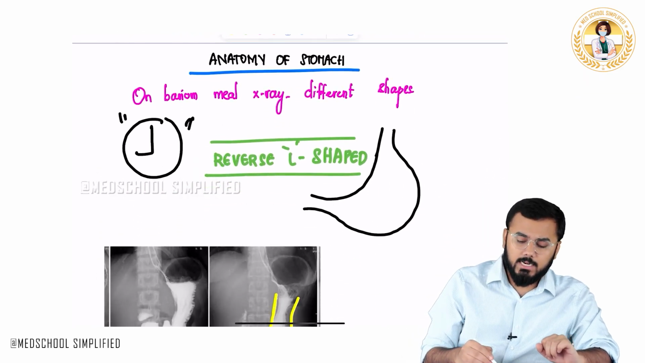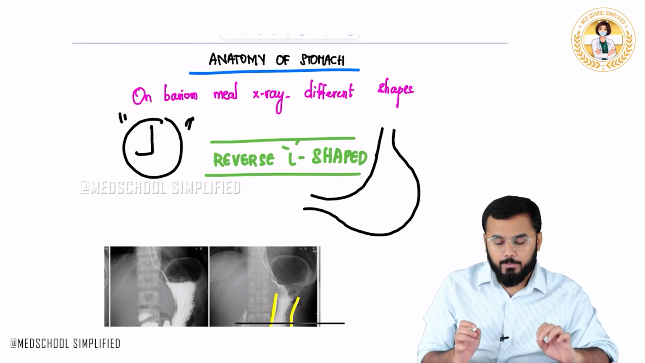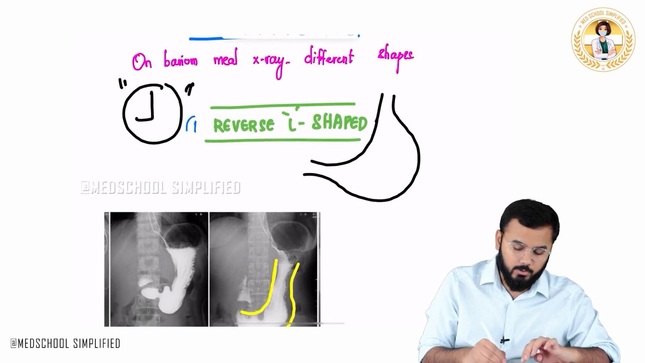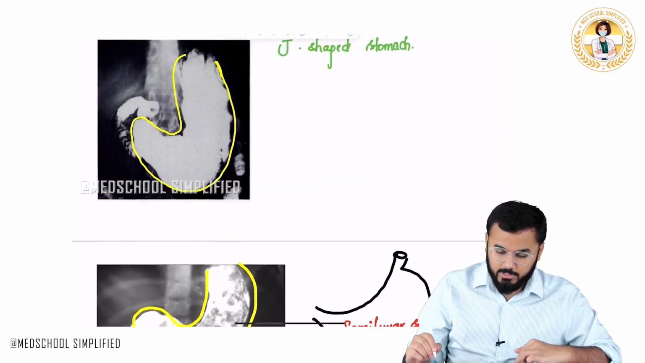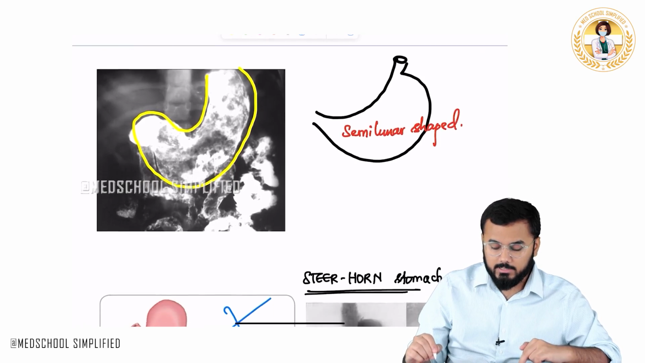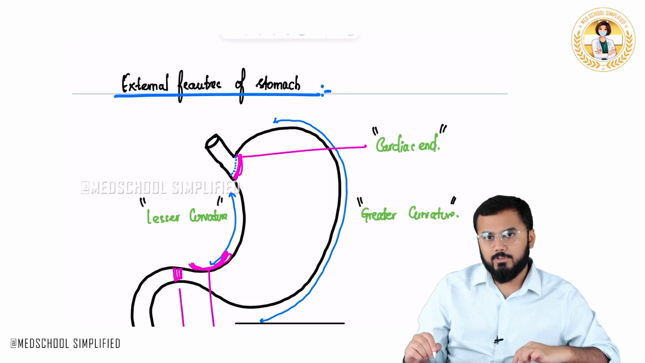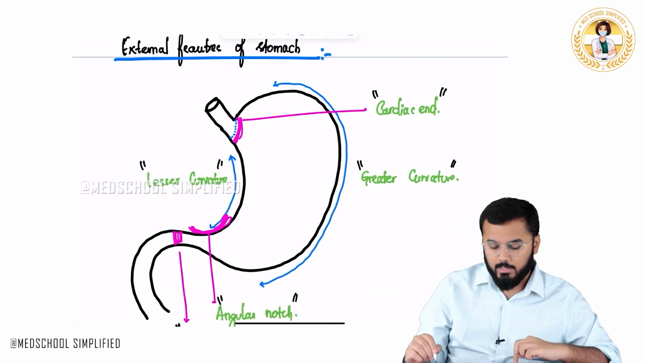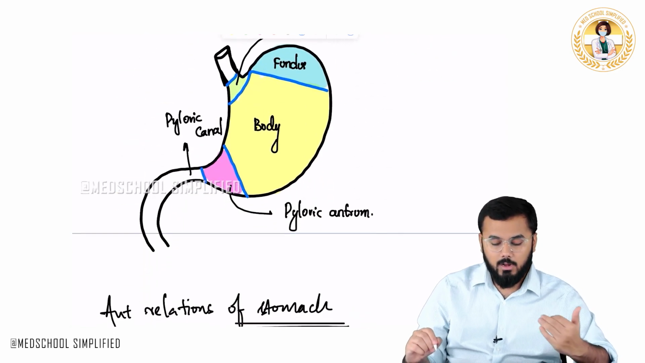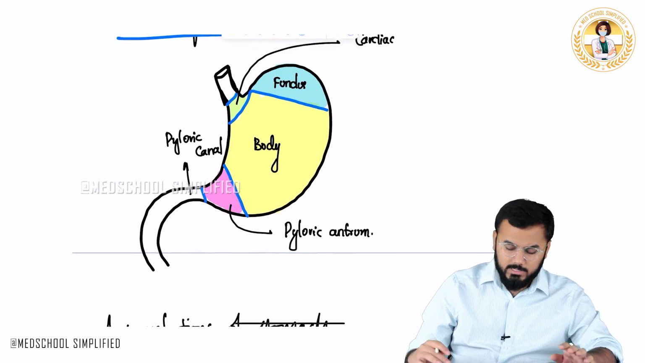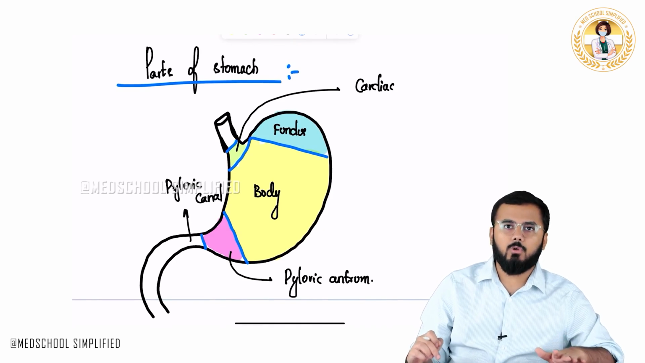These are the important things, and let us just recap the things which we have just now discussed. We discussed the anatomy of the stomach. Here I told you that on barium meal different shapes are there. The first important shape is the reverse J shaped, L shaped stomach, right? Now after the reverse L shaped stomach, we have discussed the J shaped stomach. Third is the semilunar shaped, and fourth is the steer-horn shaped stomach, right? And next, coming to the external features, there are two ends, cardiac end and pyloric end. The lesser curvature is there, the greater curvature is there. And the parts: fundus, body, pyloric antrum, canal, and cardiac part, right? So these are the external features as well as the parts of the stomach, guys.